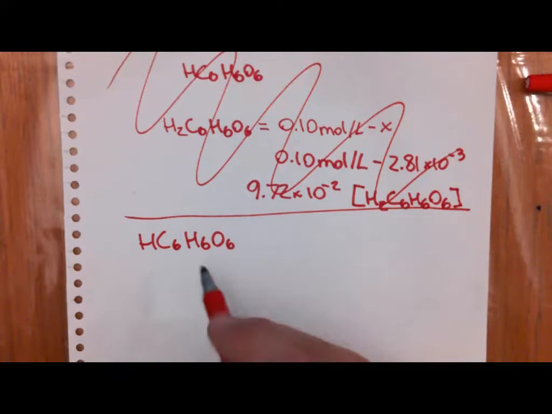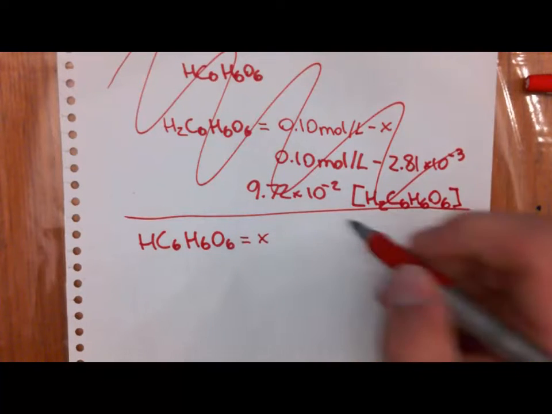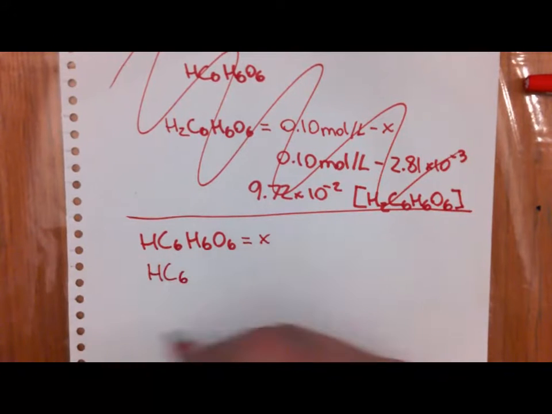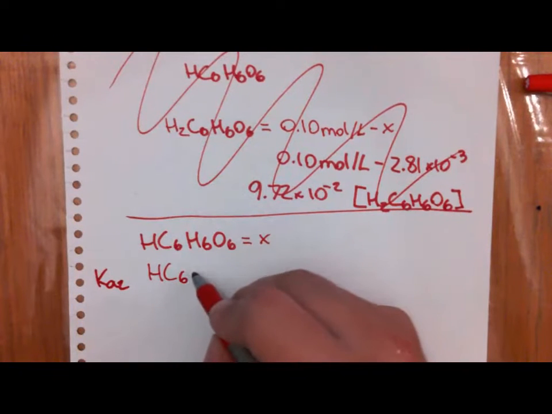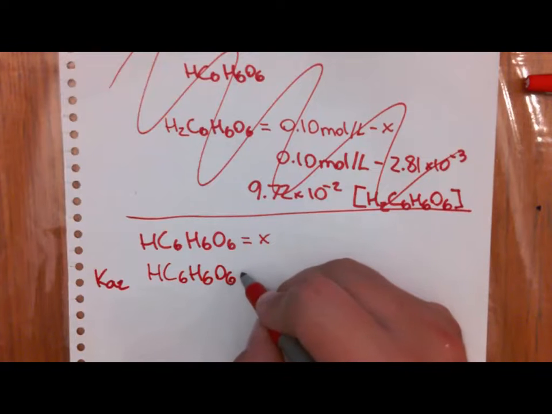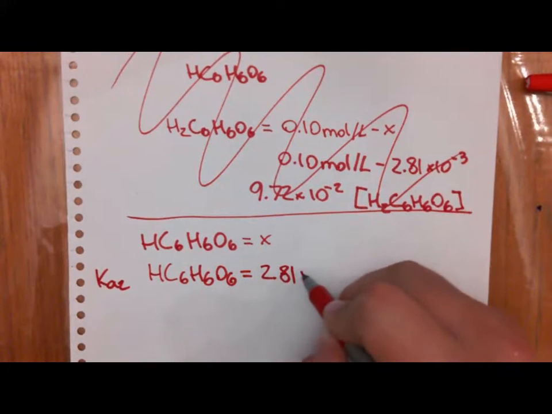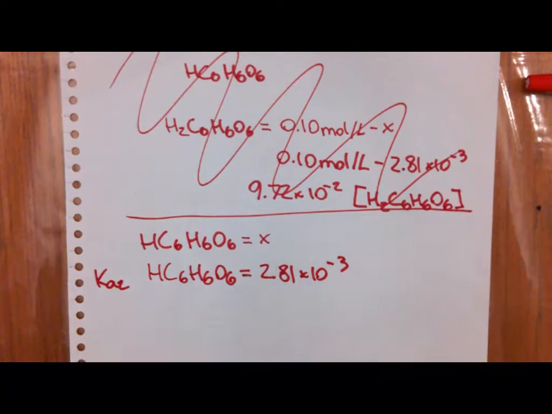So as you know, your equilibrium concentration is just going to be equal to X. So our initial concentration for our second Ka2 reaction of HC6H6O6 is going to equal just our 2.81 times 10 to the negative 3. Okay. So say we're looking for our final equilibrium concentration of this here reaction.